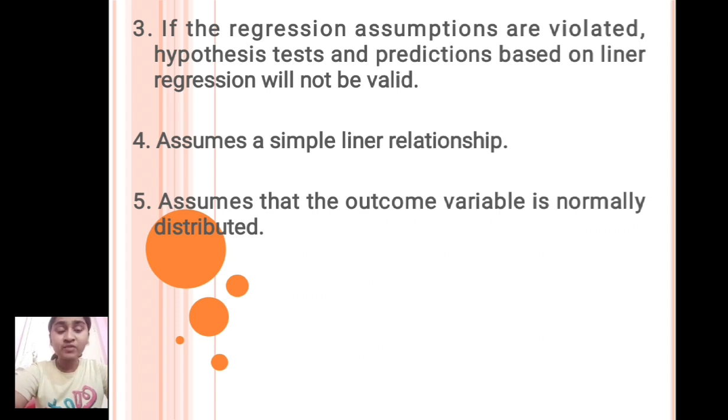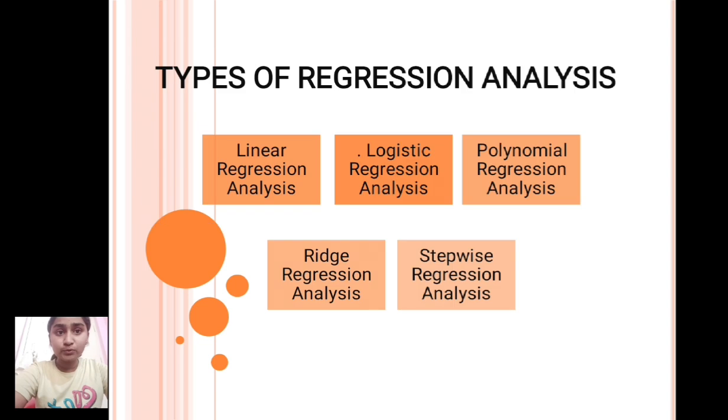And if the regression assumptions are violated, hypothesis tests and predictions based on linear regression will not be valid. Assume a simple linear relationship. Assume that the outcome variable is normally distributed.